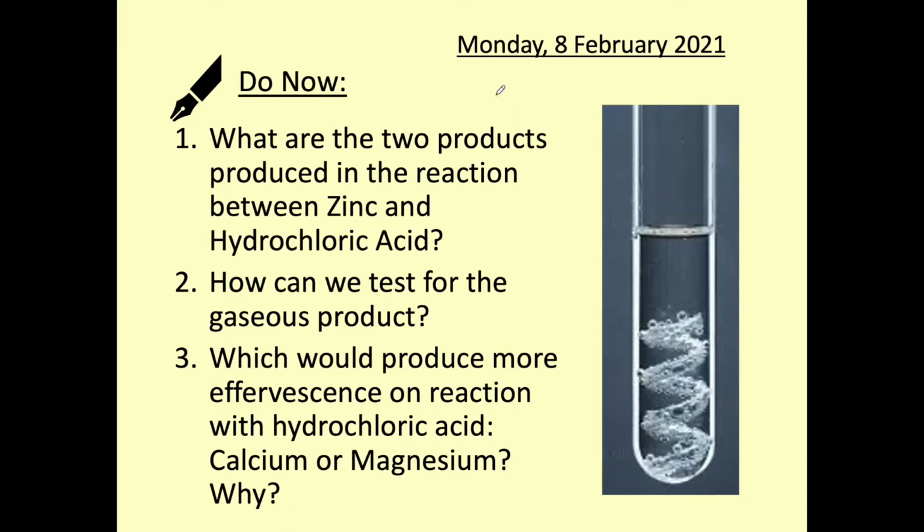So for the first question, the answer should have been zinc chloride. So the first part of the name coming from the metal and the second part coming from the type of acid. But as you can see in the picture, we also have another product which we can see by the effervescence that has been produced. And this is hydrogen gas that has been produced as well as this zinc chloride salt.